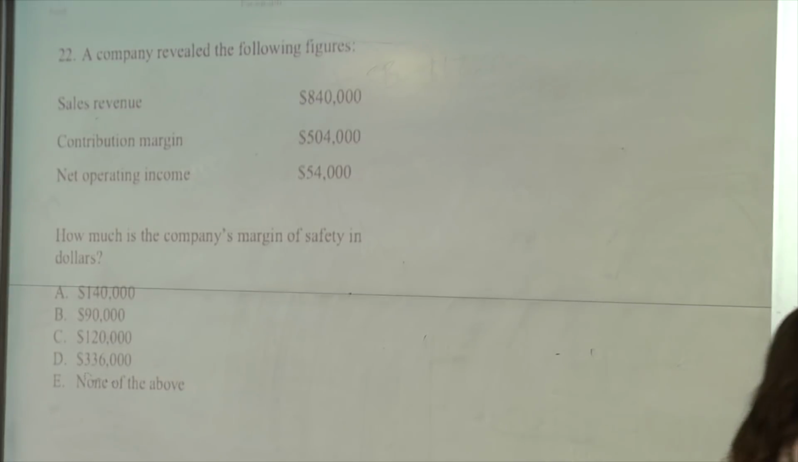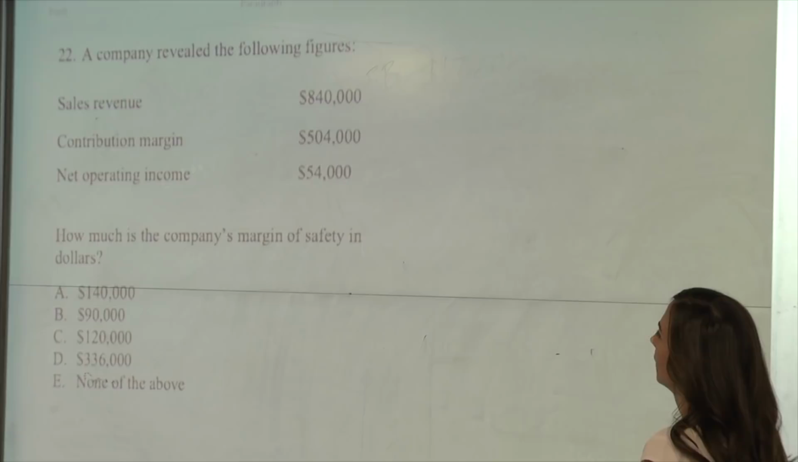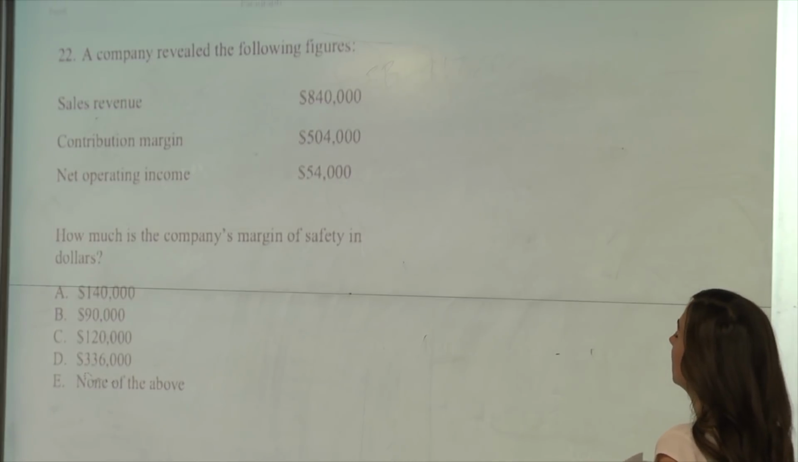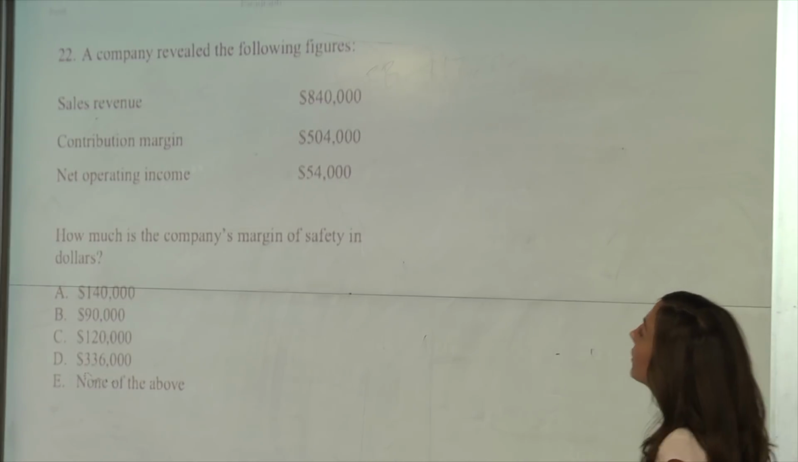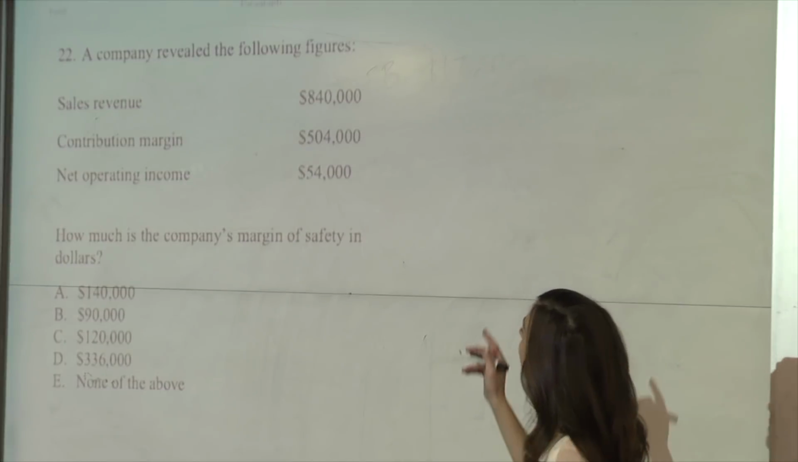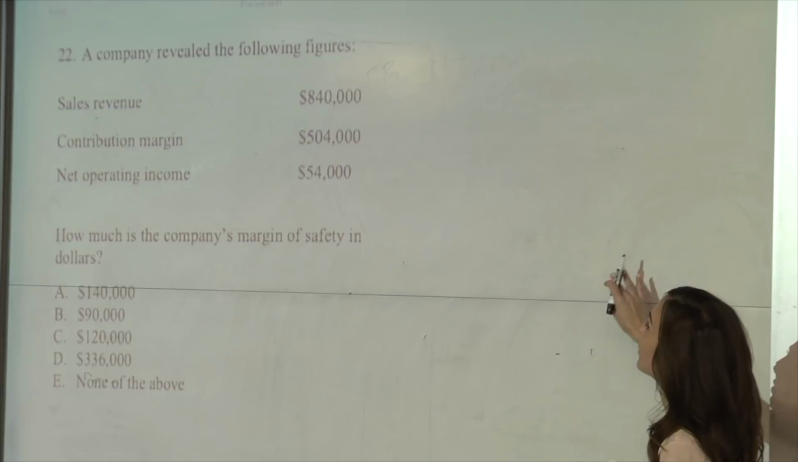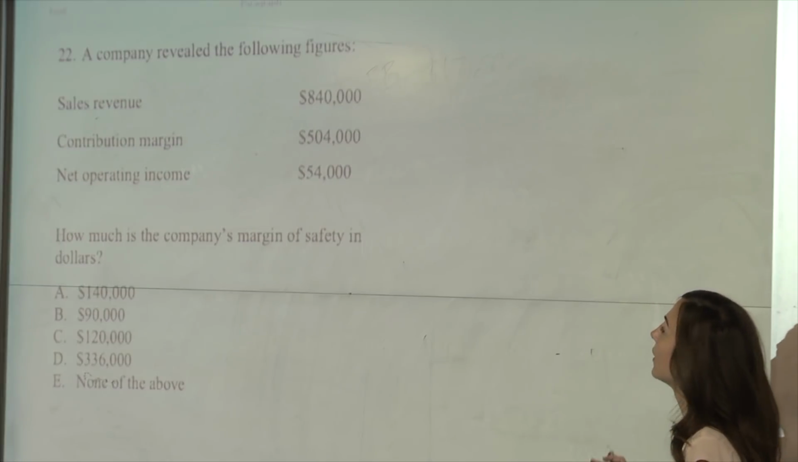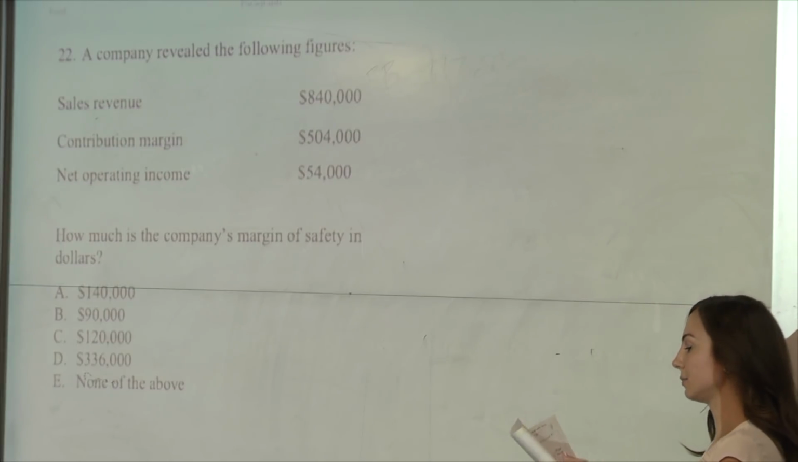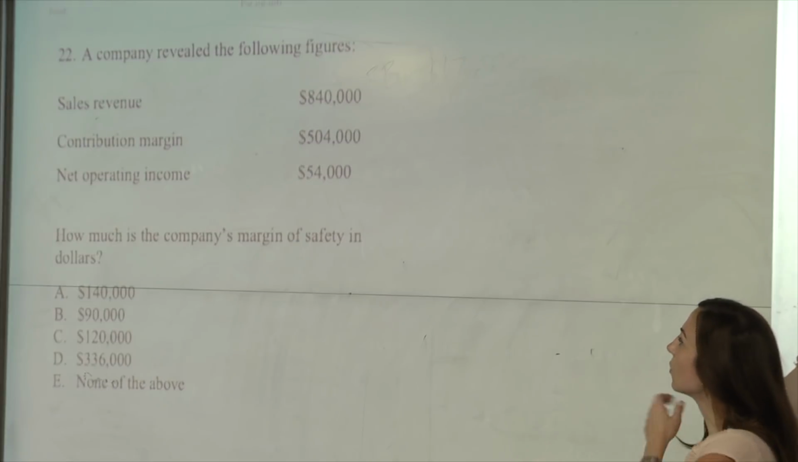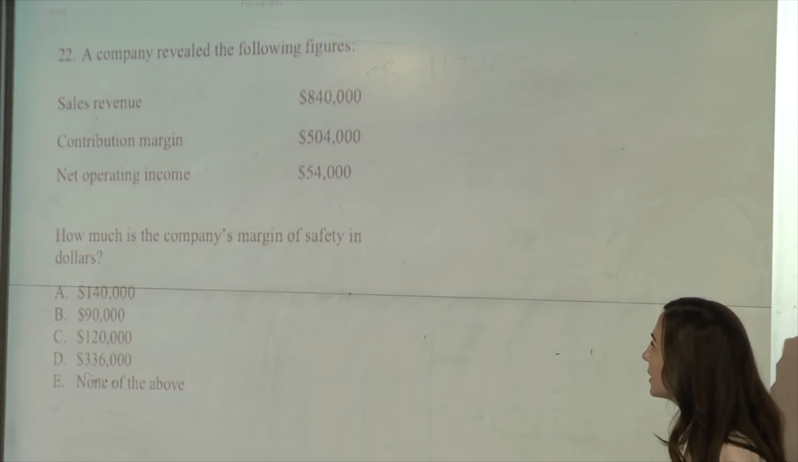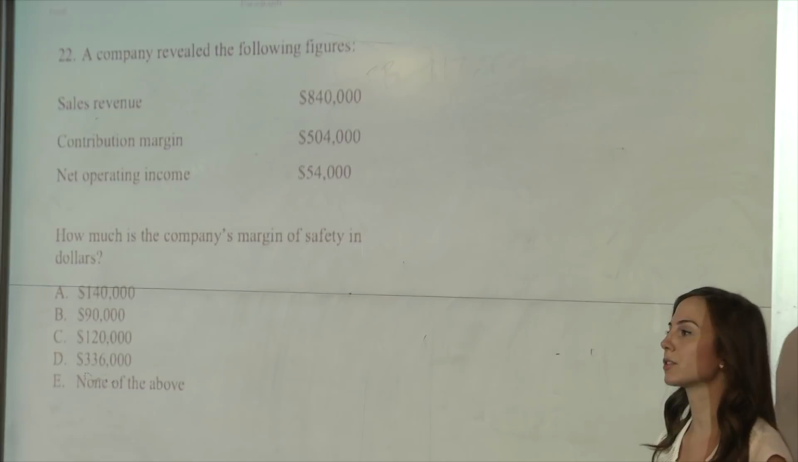Now we'll move to question 22, which is a margin of safety question. So we're given the following information. A company revealed that they have sales revenue of $840,000, contribution margin of $504,000, and NOI of $54,000. So we're trying to figure out what the company's margin of safety is in dollars.